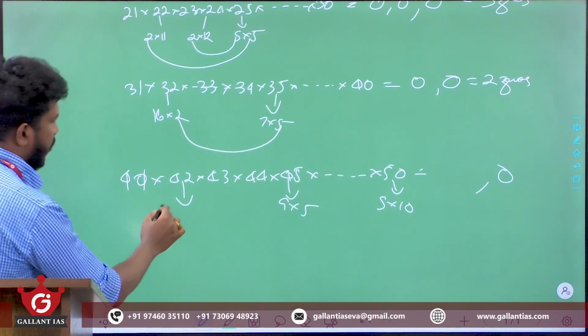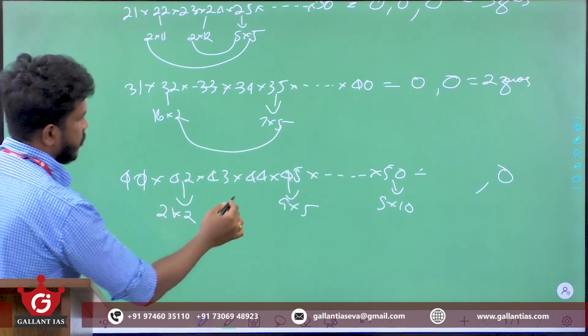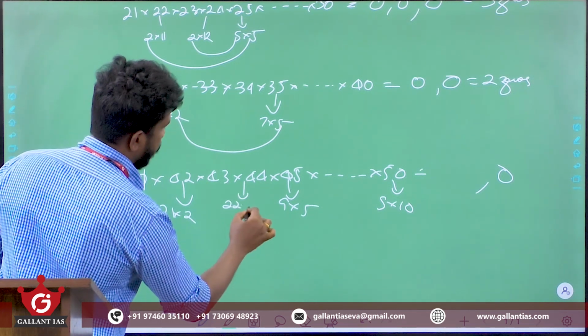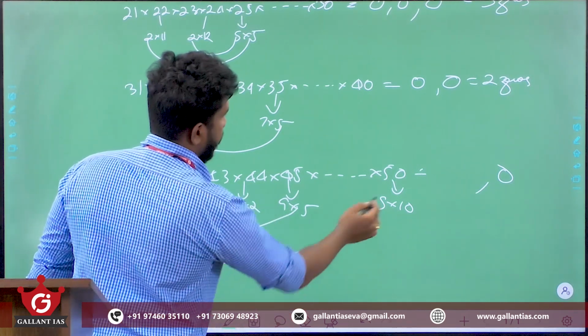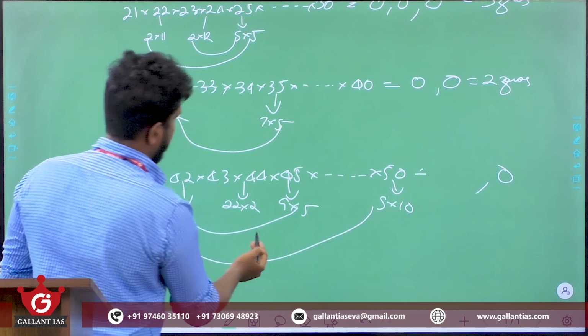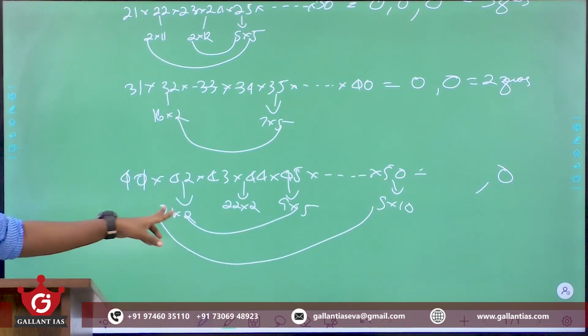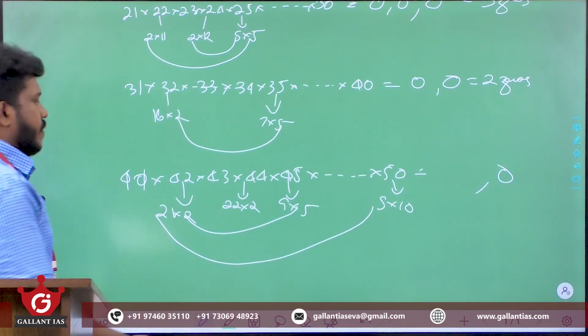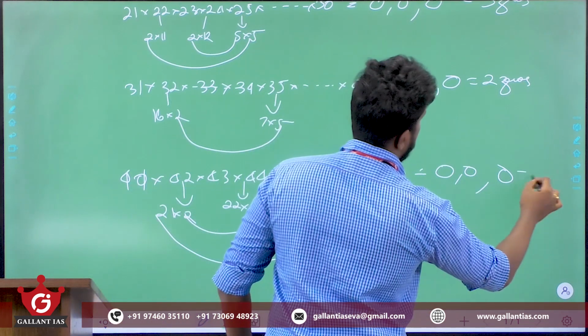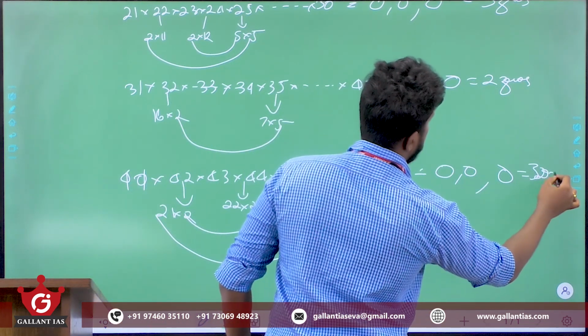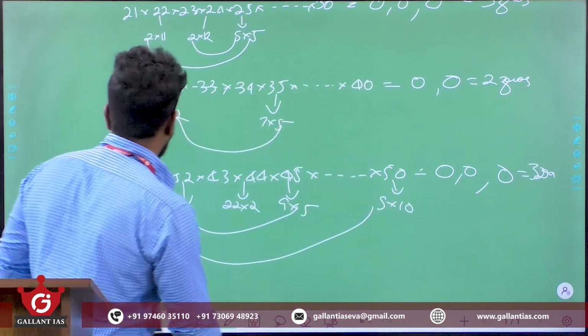And 42 will be what? 21 into 2, right? 21 into 2. And 44 is what? 22 into 2. Look here. Now you got 2 pairs and 2 5s, right? So 1 zero is there, and there are 2 pairs of 2 and 5s. Total how many zeros? Total 3 zeros are there.